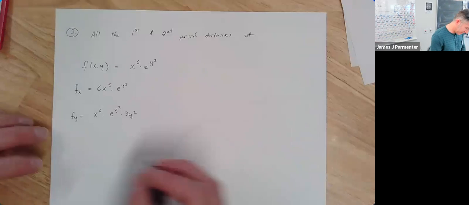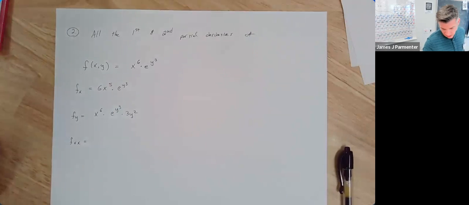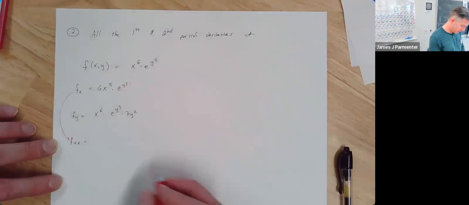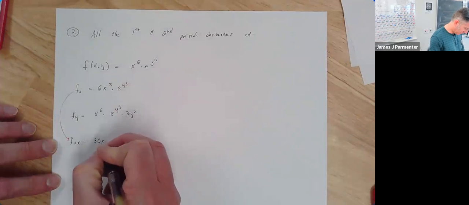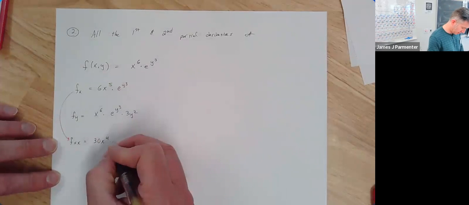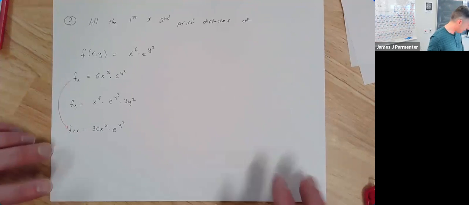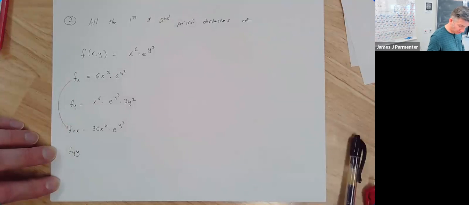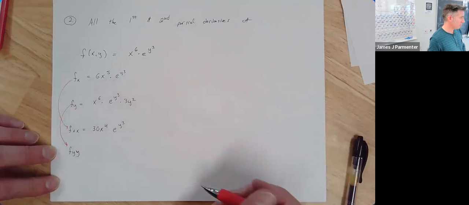All right, let's do fxx. I'm looking at fx and thinking, okay, whatever fx is, just take the derivative with respect to x again. So now, the derivative of 6x to the 5th is 30x to the 4th. And the constant multiple here still sticks around. I still got e to the y cubed. On the other hand, fyy is going to be a little bit uglier because if I want to take the partial derivative again with respect to y, I'm going to have to now use the product rule because I have e to the y cubed times 3y squared.